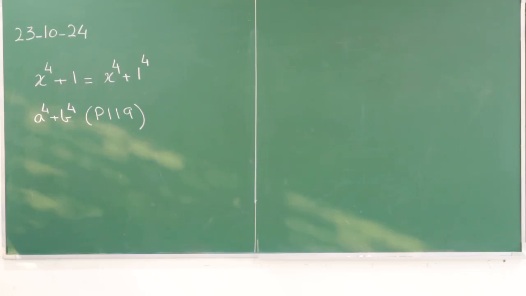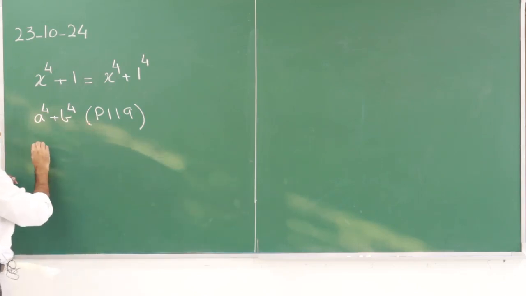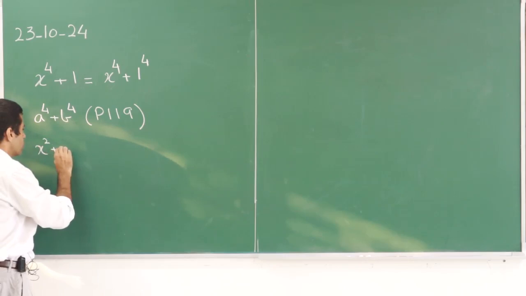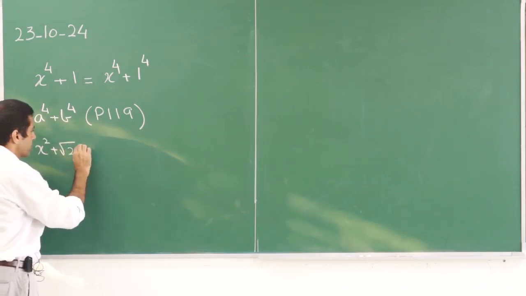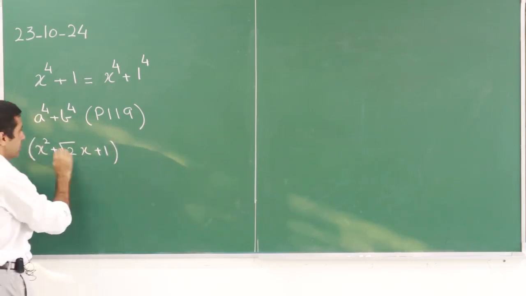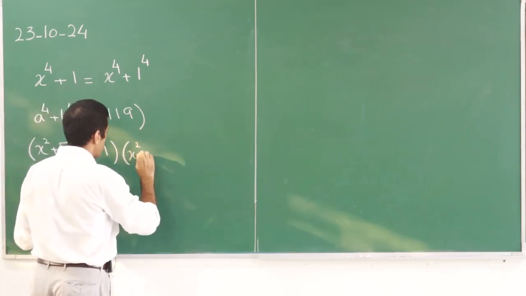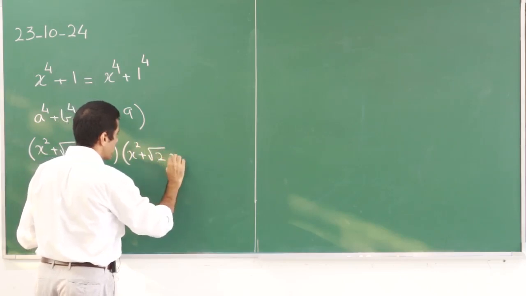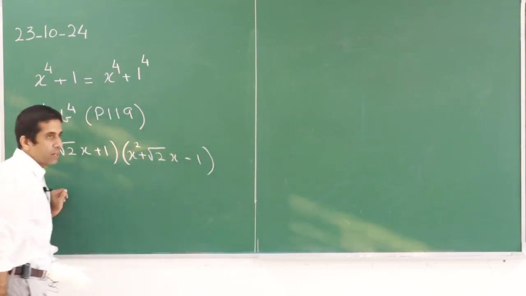Now, what Samin did was slightly different, right? Okay, so what did you do? So, one is this method, right? And you get the answer which is whatever, right? So, you get something like x square plus root 2x plus 1, and then you get x square plus root 2x minus 1 or something like that. Factors of this kind.